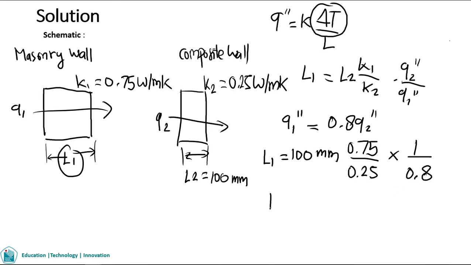So we will have the thickness of the masonry wall as 375 millimeter. So that is the solution.